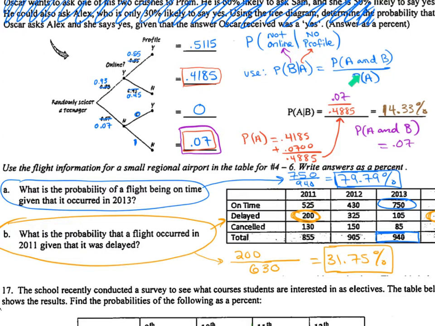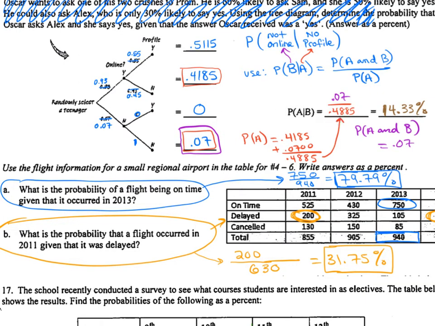So the probability the student does not have a profile would be the sum of this probability, this N, and the probability of that N. So the probability of this N is 0.4185, and the probability of that N is 0.07, because these two numbers represent probabilities with no profile. So what we'll do is add these two numbers together, 0.4185 and 0.07, and we get 0.4885. That is going to be the denominator of this fraction. That's the probability of A, 0.4885.